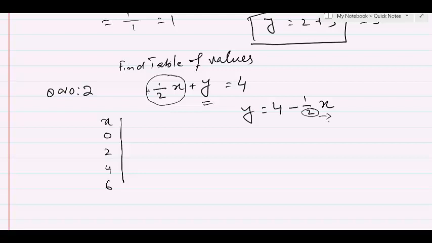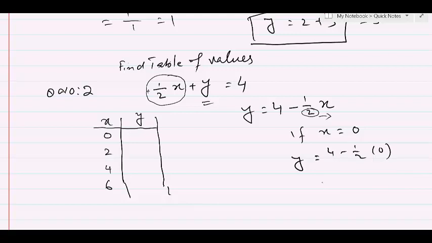The reason is, we can choose whatever values of x we want, but if we choose values of x which are multiples of 2, our values of y will be easy to calculate, and those will be easy to put on the graph paper as well. So now, if x is equal to 0, what is y equal to? y is equal to 4 minus 1 by 2 x. We replace x with 0. This would give us 4 minus 0, which is equal to 4. So again for x equal to 0, we get y equal to 4.